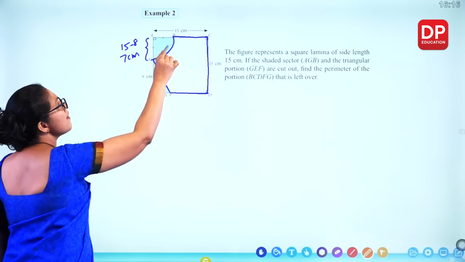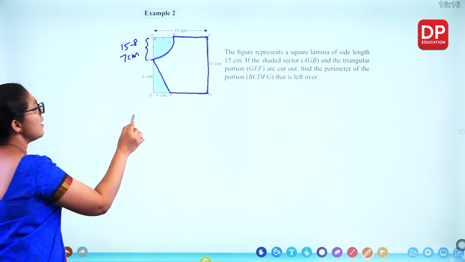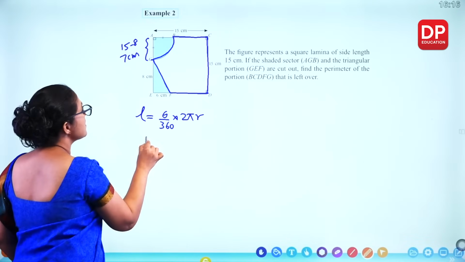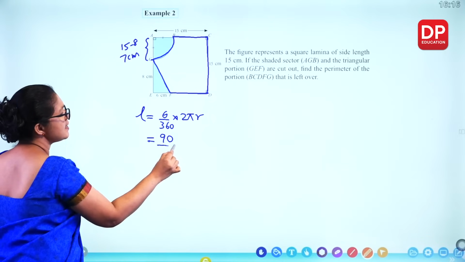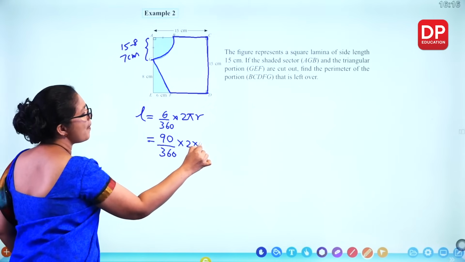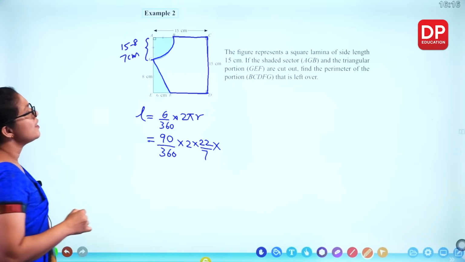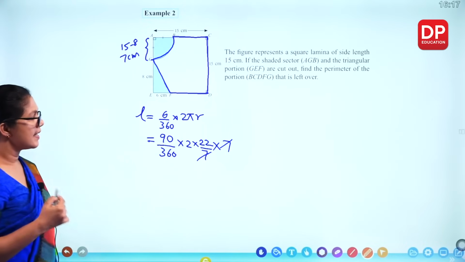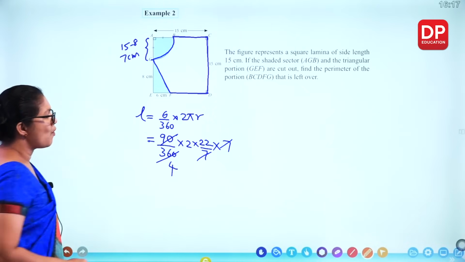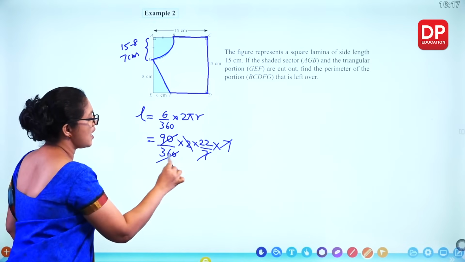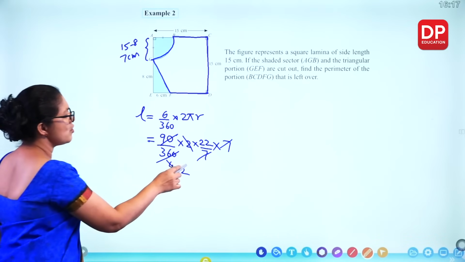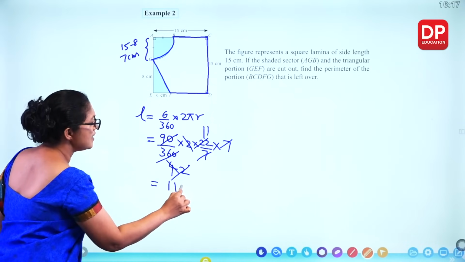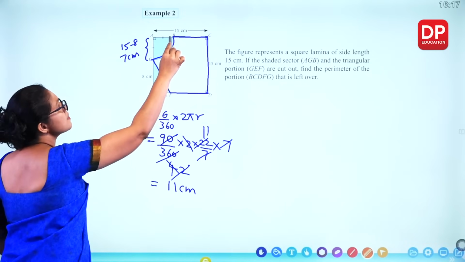And here you can find this arc length using the formula L equals angle over 360 times 2 pi r. Now what's the angle there? 90 degrees. You can write 90 over 360 times 2, pi is 22 over 7. So what's the r value now? r is 7. Here try to simplify. 7 and 7 get cancelled out. 90 times 4 is 360. And here 2 times 2 you get 4. Again you can divide by 2 and write 11. So what's the arc length? 11 centimeters.